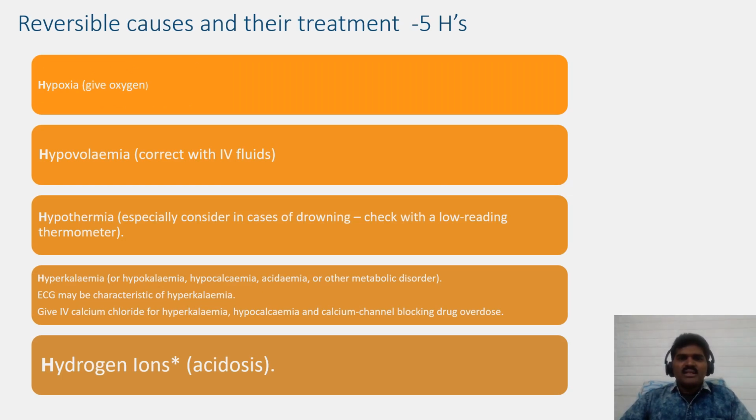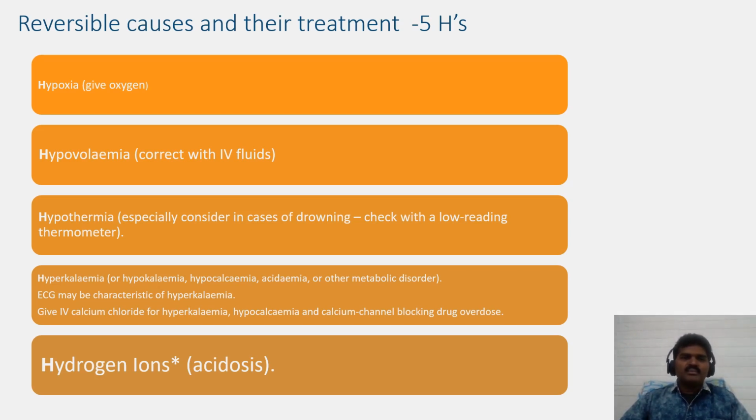Reversible causes and their treatment. First, let us have a look at the 5Hs. Hypoxia. The mainstay of treatment for hypoxia is giving supplemental oxygen. You can use any form of supplemental oxygen that is available.